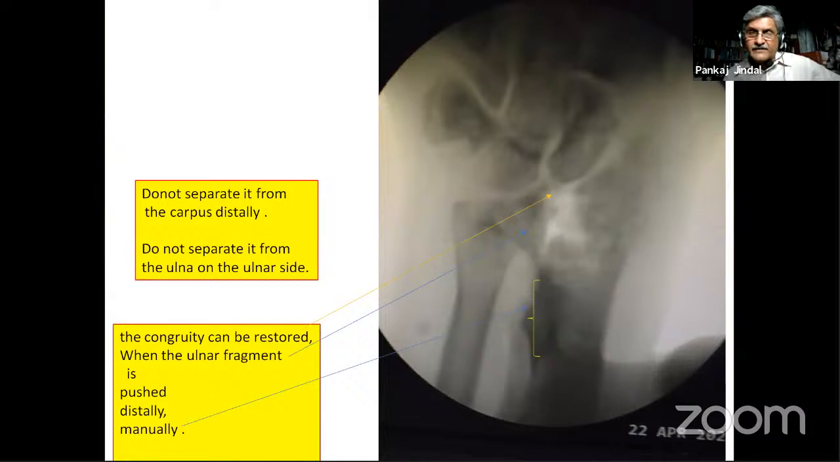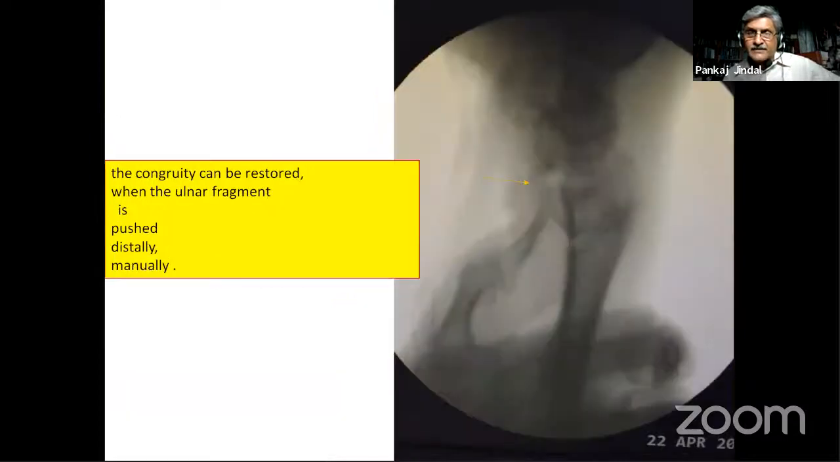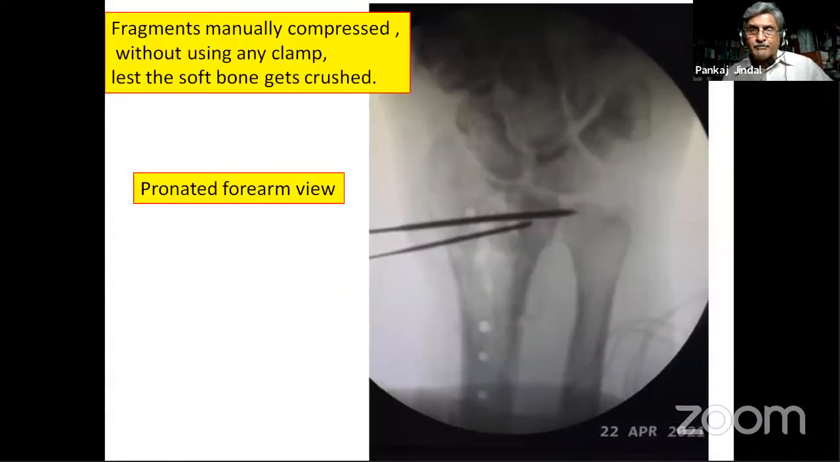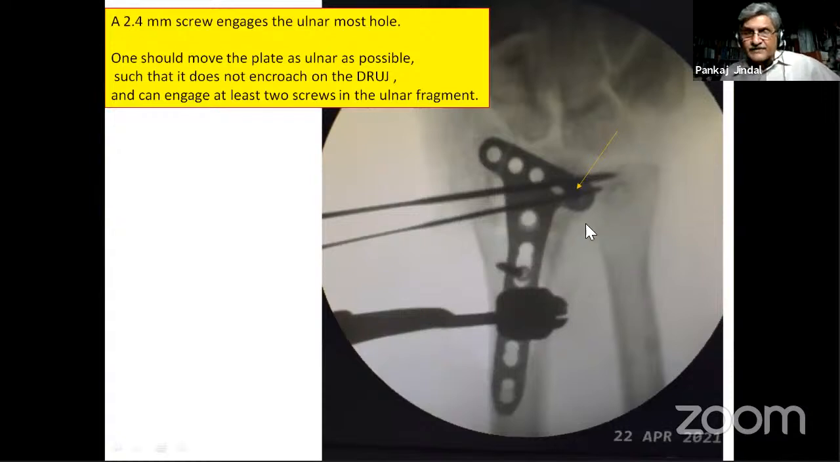Once you have the fragment located and the restoration of the joint line has been done, press it here and put 2 K-wires temporarily here, and now put a plate there. See to it the first screw goes into the ulnar fragment. Try to have at least 1 screw, 2 screws will be ideal, and have a purchase, and then put your plate screws onto the radial fragments here.